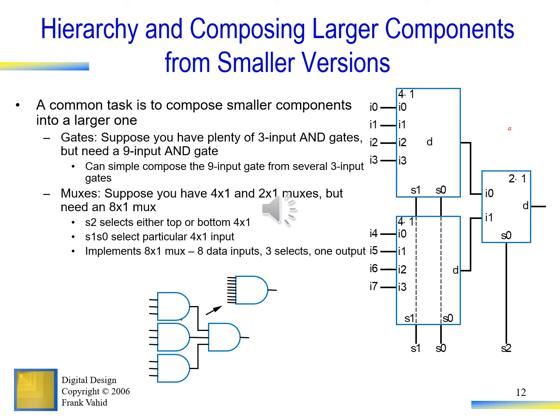For example, we can use smaller components to make bigger components. Over here we have a gate example in which we have plenty of 3 input AND gates, and we want to make a 9 input AND gate. So what we do is, we join the 3 AND gates with the help of another AND gate, so it becomes a 9 input AND gate. Similarly, if we have 4 cross 1 multiplexers and a 2 cross 1 multiplexer, but we want to make an 8 cross 1 multiplexer, we can join them in a hierarchical approach to make a bigger module. So this is how we can get a bigger memory out of small modules.